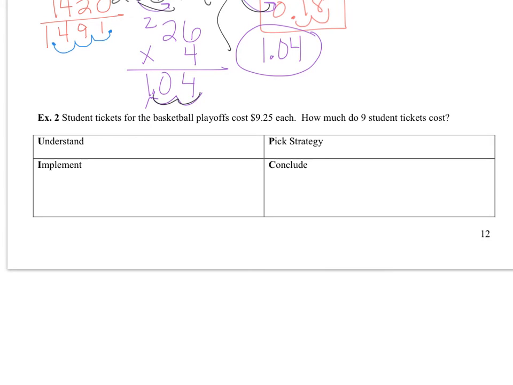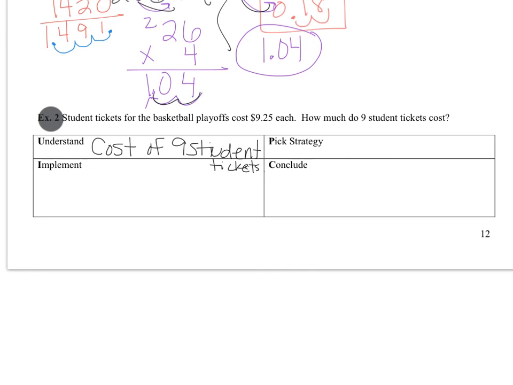Now we get to take a chance to practice our U-pick strategy. Example 2 says, student tickets for basketball playoffs cost $9.25 each. How much do 9 tickets cost? So, understand the problem, just restating the question. We just want to know the cost of 9 student tickets. Sorry I can't write well with this thing.